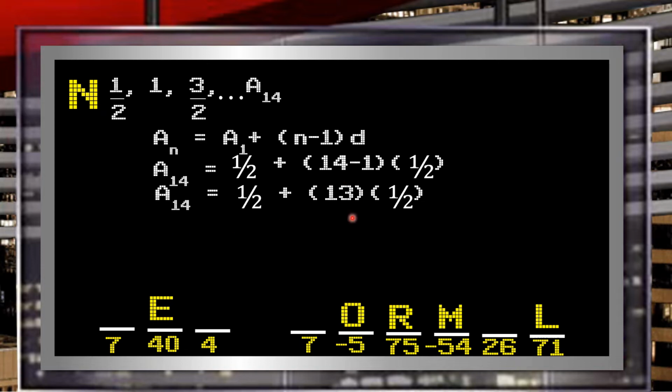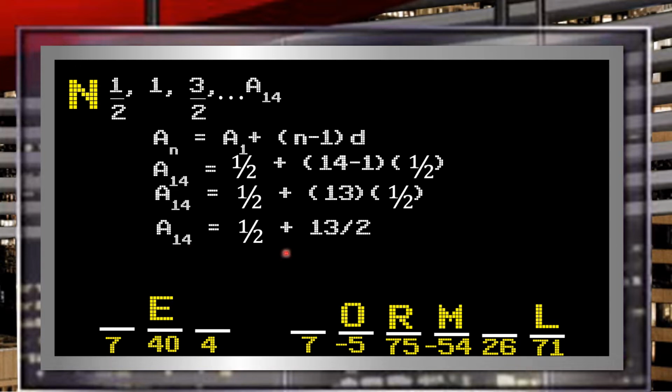14 minus 1 is 13 times 1/2. And to multiply whole number by a fraction, multiply lang natin yung 13 times 1, yung numerator. Remember, meron siyang invisible denominator na 1. So 13 times 1 over 1 times 2. So we have a sub 14 equals 1/2 plus 13 over 2. Ulit. 13 times 1 is 13, and then yung invisible 1 times 2 is a 2.